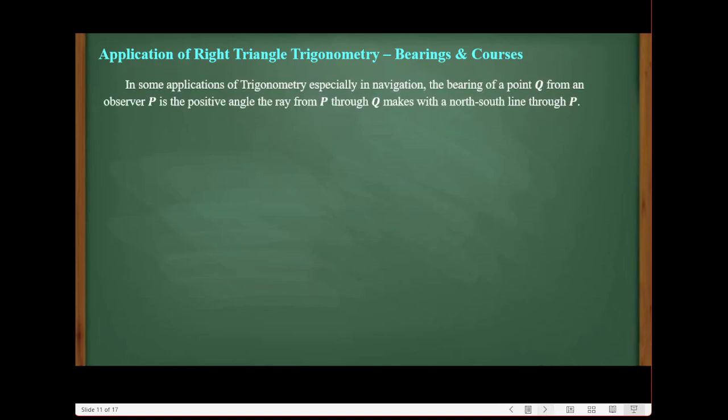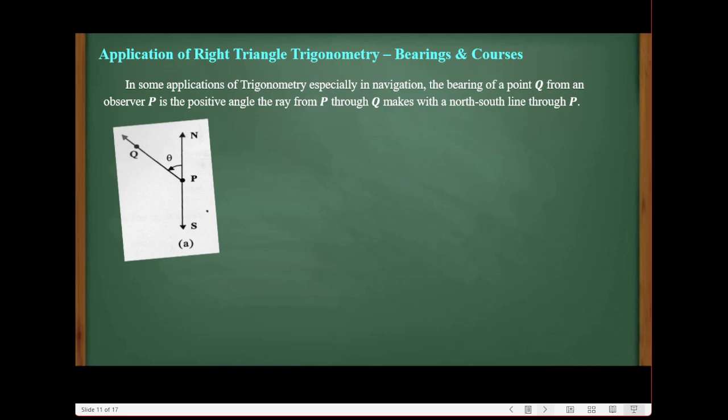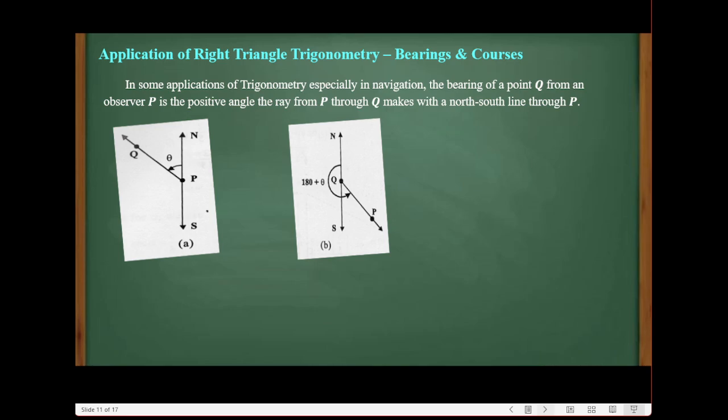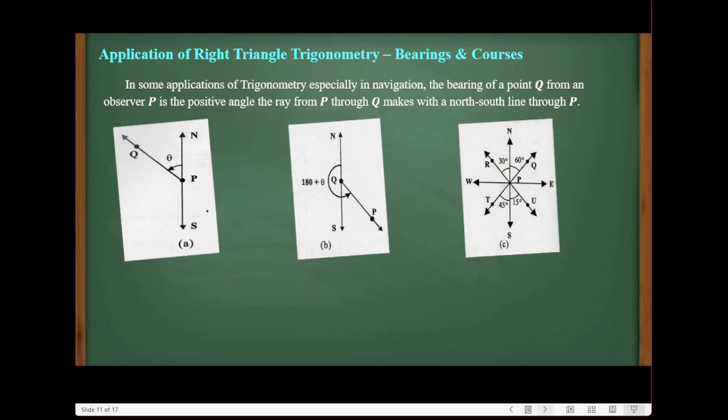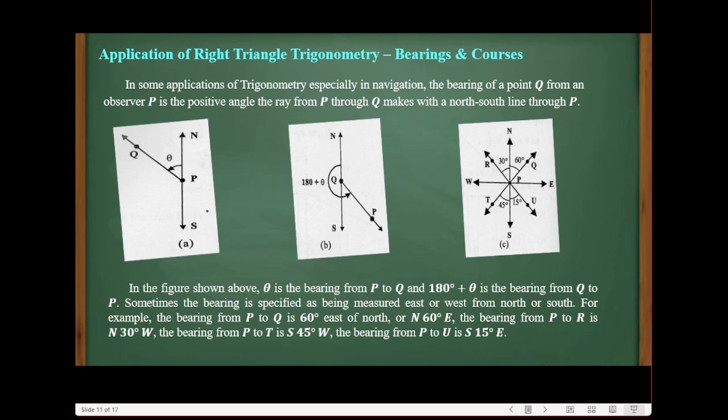Now, in some applications of trigonometry, especially in navigation, the bearing of a point Q from an observer P is the positive angle the ray from P through Q makes with a north-south line through P. This one. Okay? I have here 4 figures. Then, in the figures shown above, theta is the bearing from P to Q.